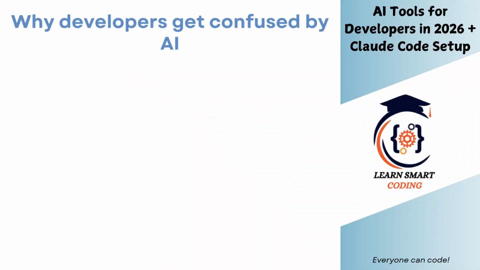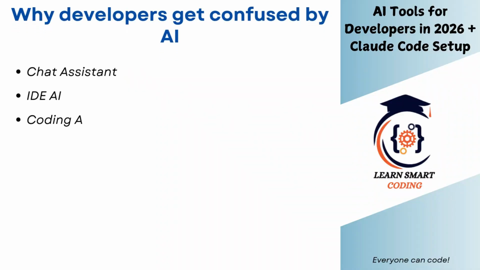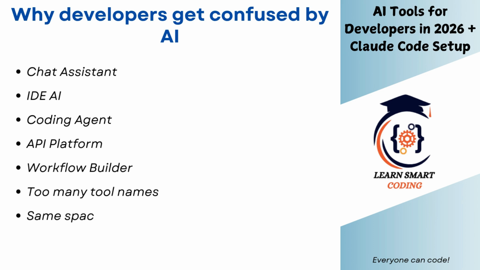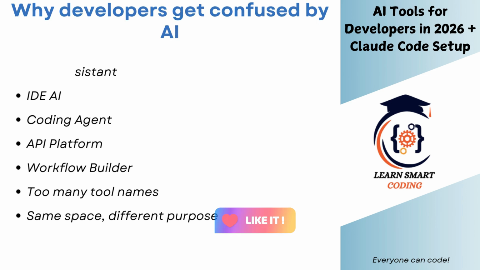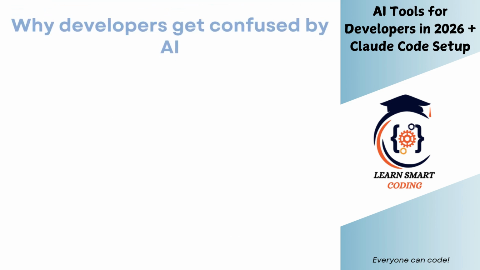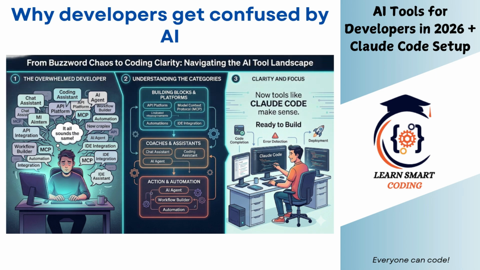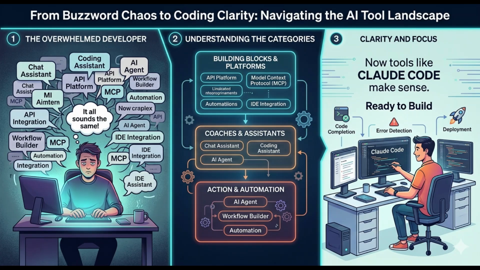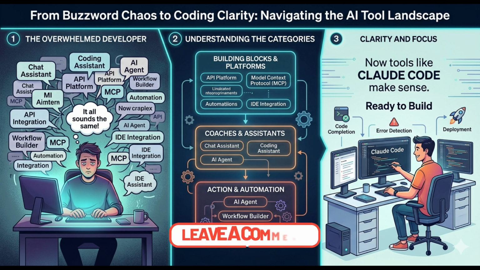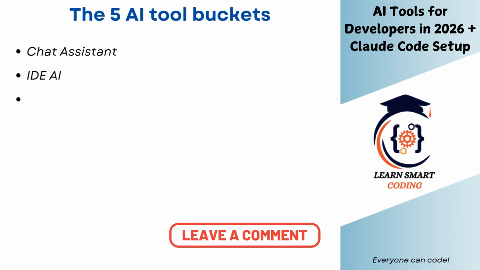If you are a developer, you are hearing too many AI terms right now. Chat assistant, coding assistants, AI agent, API platform, workflow builder, MCP, automation, IDE integration, and everything starts sounding like the same thing. But they are not the same. If you understand the categories, your learning becomes much easier, and once that is clear, tools like Claude Code can make more sense. Let me simplify this into 5 buckets.